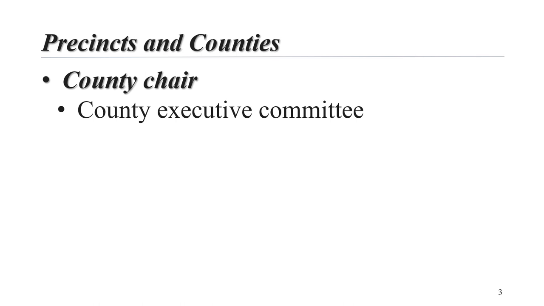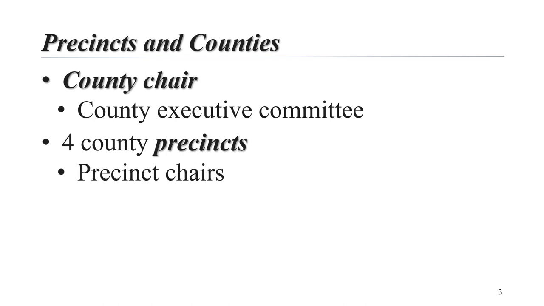Now, the precinct chair is the local party official who heads the precinct convention and serves on the party's county executive committee. Also elected in the primary is the county chair who heads the county executive committee, which is composed of the chair and the precinct chairs. The county executive committee is responsible for running a county's primary elections and for planning the county conventions.